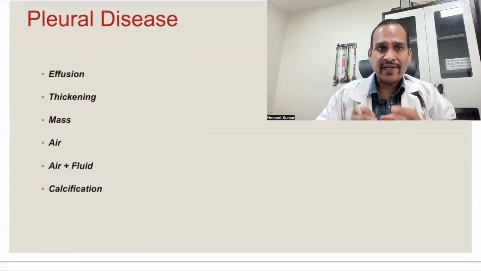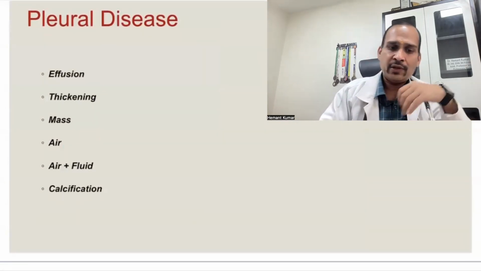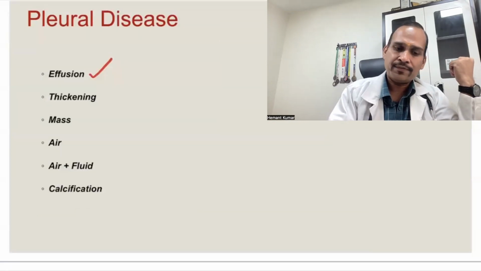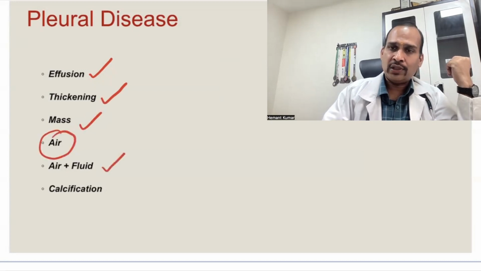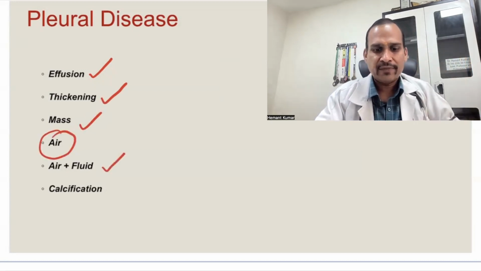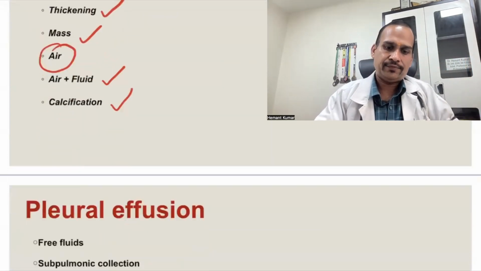So what are the various pleural diseases we are going to discuss? We are going to discuss pleural effusion, pleural thickening, pleural mass, air in the pleural cavity. If air and fluid both are there, it's called hydropneumothorax, and pleural calcification.